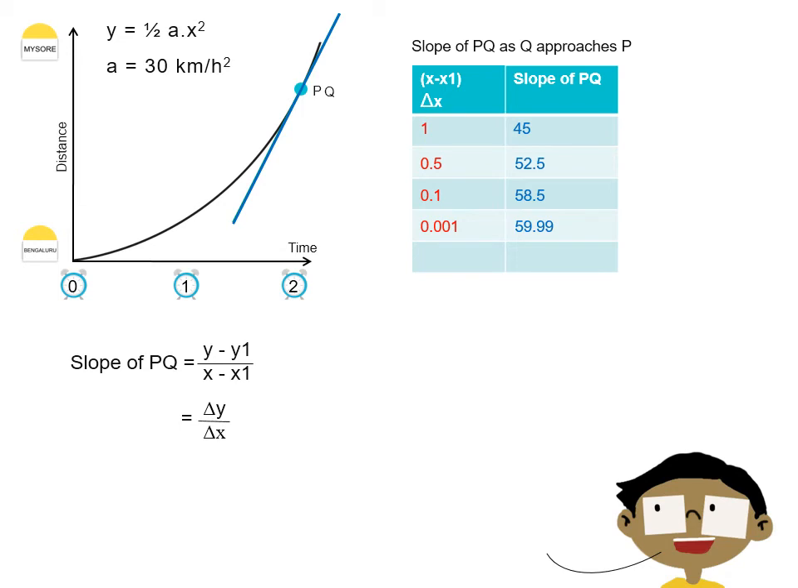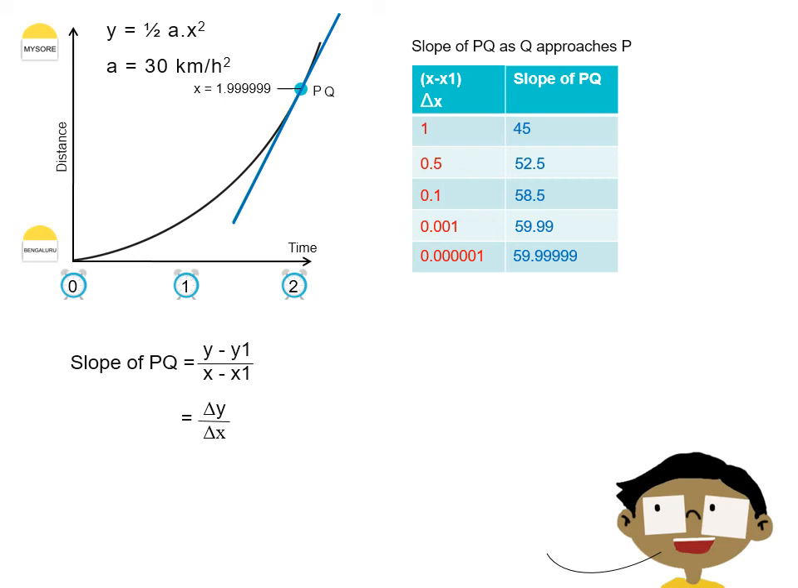But what is the mathematical limit? We see the mathematical limit is coming closer and closer to a number, from 45 to 52 to 58 to 59.99. What could be the mathematical limit? Could be 60. Let's take one more value and find out. So let's say x is 1.99999. That gives us delta x as 0.000001 and the slope of PQ to be 59.9999. It is approaching 60 without ever reaching 60.